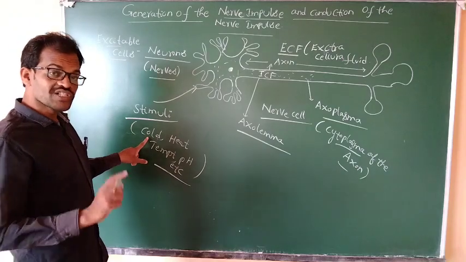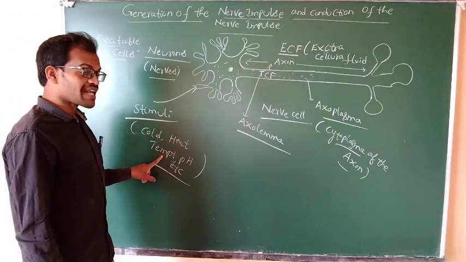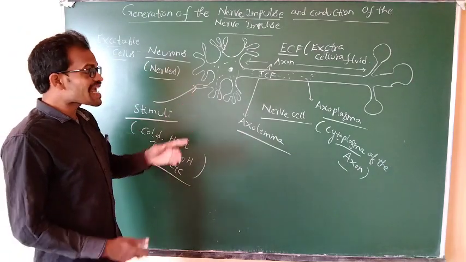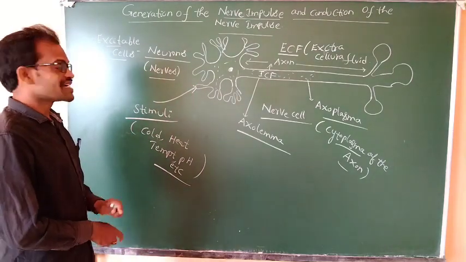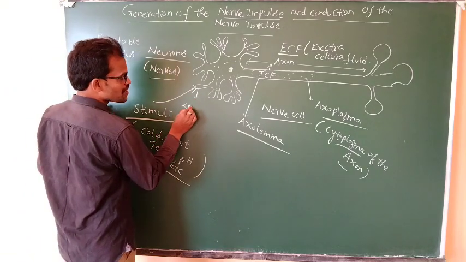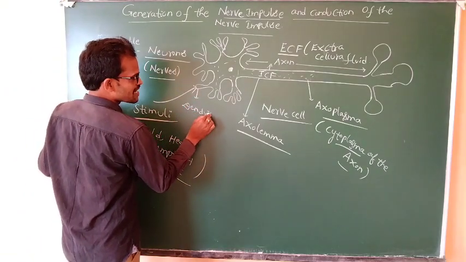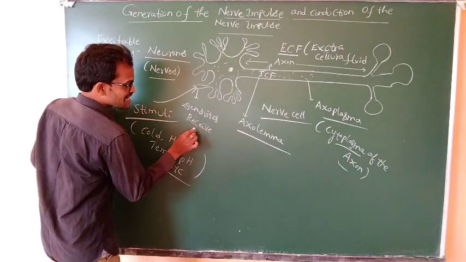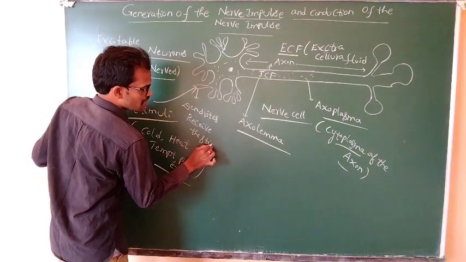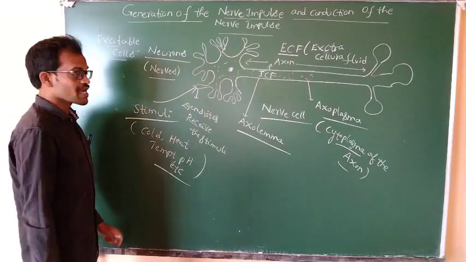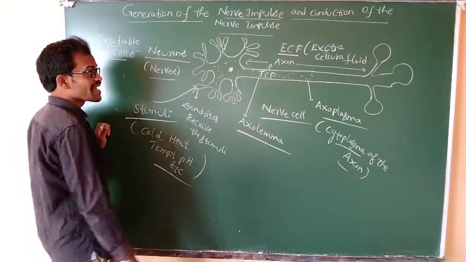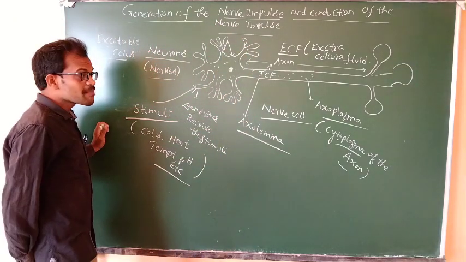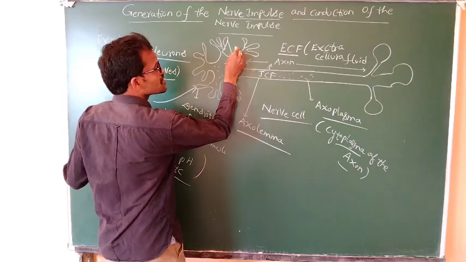Whenever more cold, heat, temperature or pH is present outside, the dendrites receive the stimuli. Whenever the dendrites receive the stimuli, this information passes into the cell body.